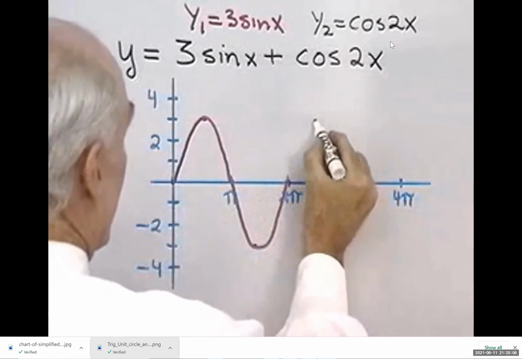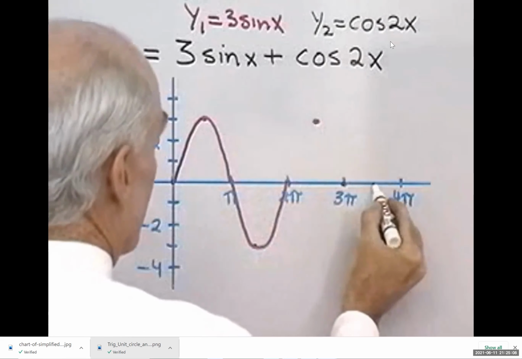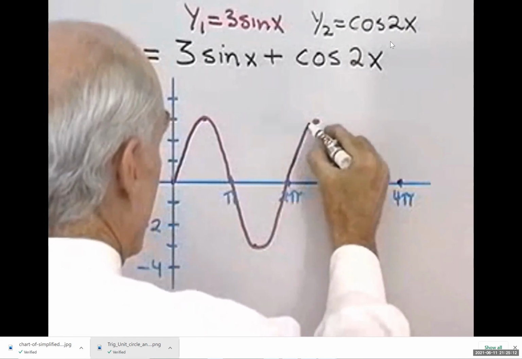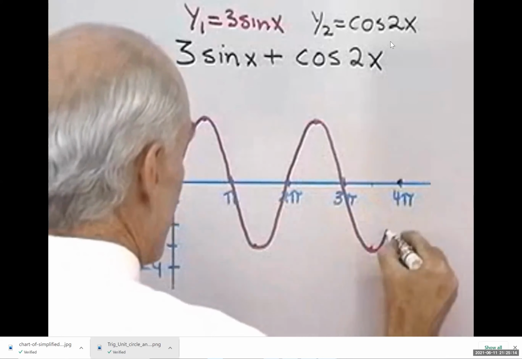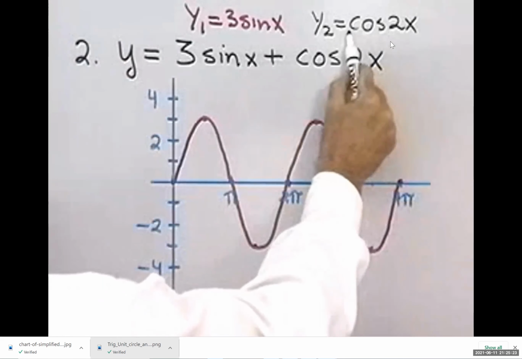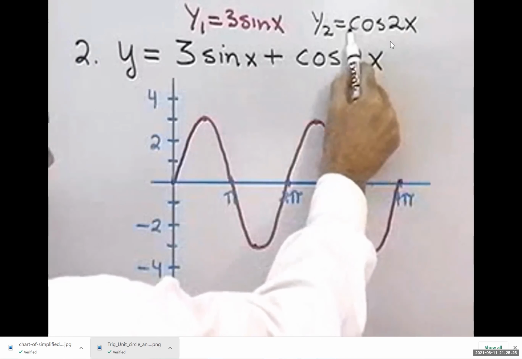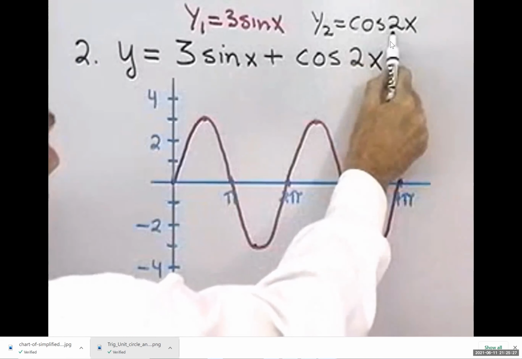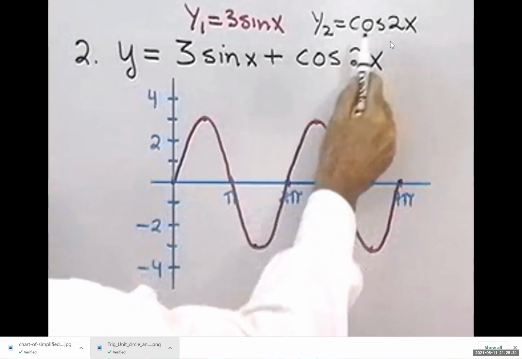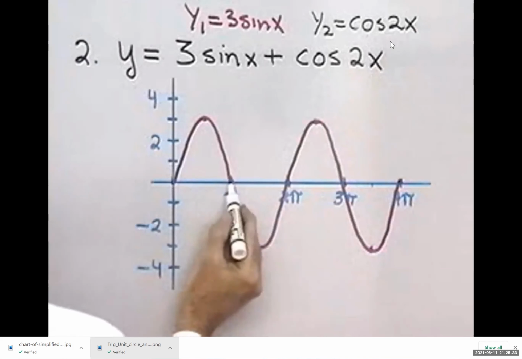And here it's going to go back up to 3, down to 0, down to negative 3, and back up to 0. And like this. So there's the graph of y equals 3 sine x. Next, I want to graph y2 equals cosine 2x, which is a cosine curve with an amplitude of 1 and a period of 2 pi divided by 2, or just pi. So this goes through one complete cycle in pi units on the x-axis.